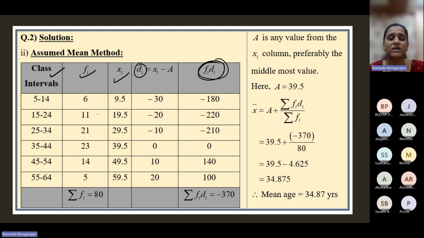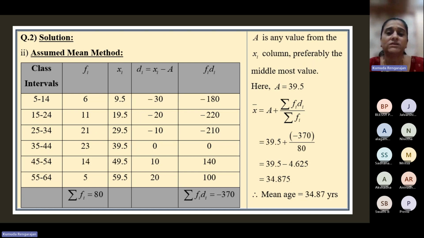So how do you find di values? di is given by xi minus a. What is xi? All these values, xi we know. Minus a. What is a? a is called the assumed mean. Assumed mean means you assume something as the mean. That's what it really means.